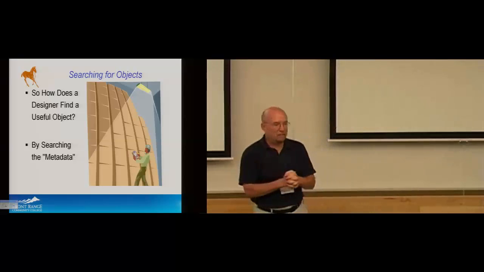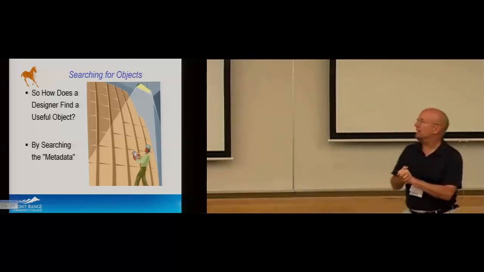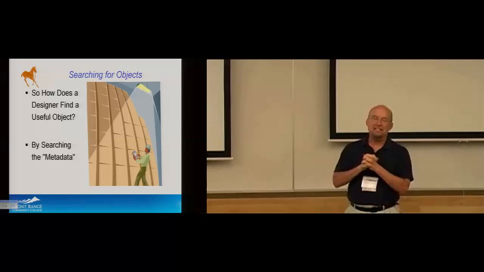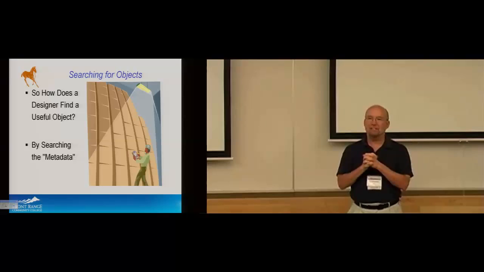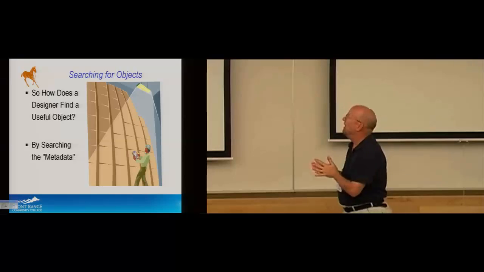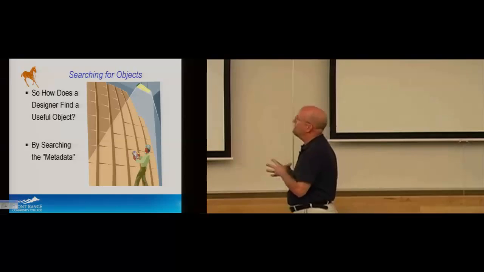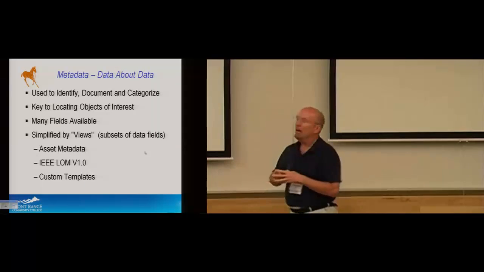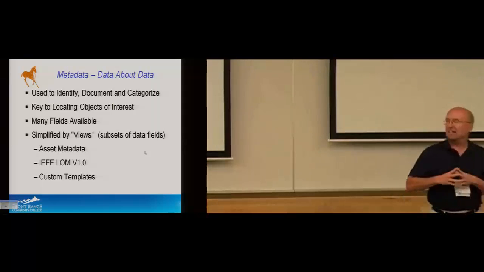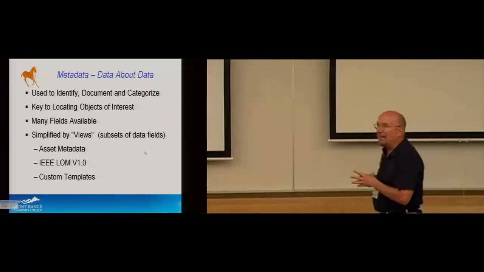So how do you find a useful object? This is tricky. This is why this metadata needs to exist. Metadata is simply a term for data about the data. We search metadata to find objects that might be useful. Metadata categorizes and identifies objects. There's a lot of fields available.